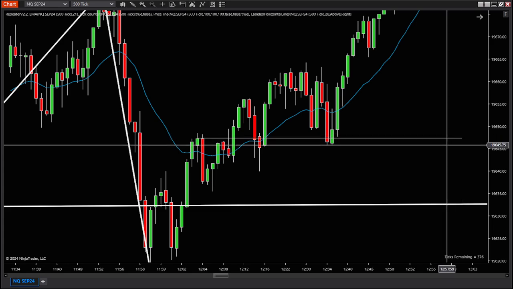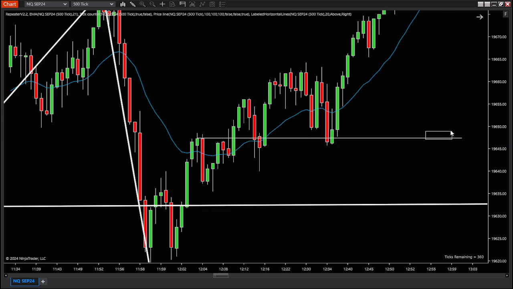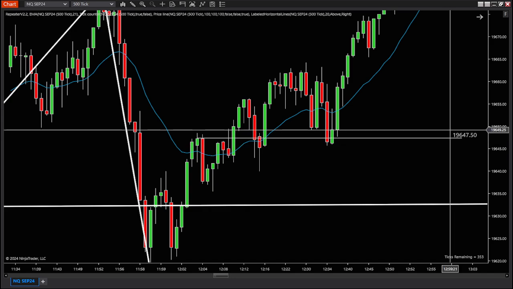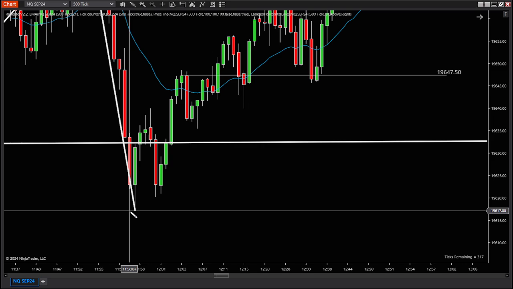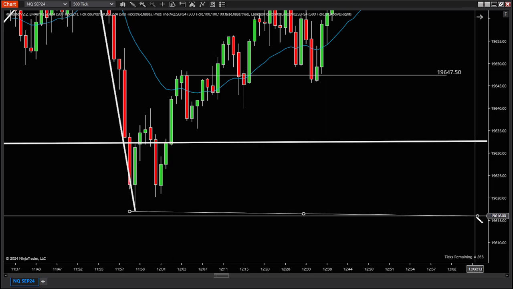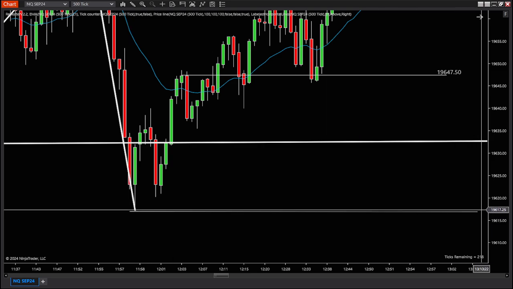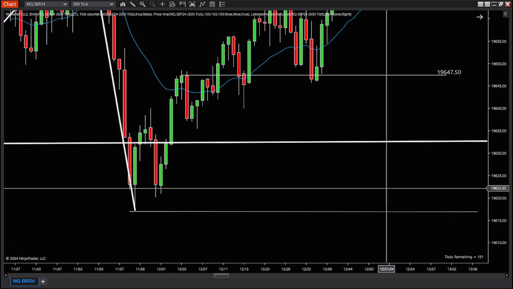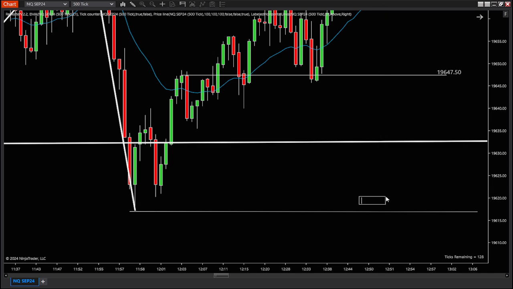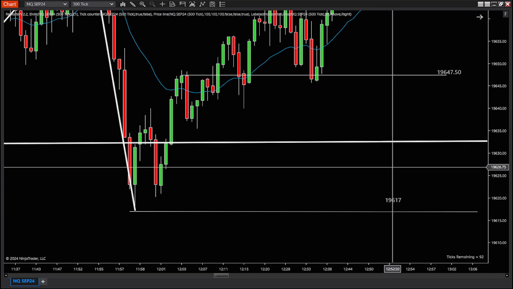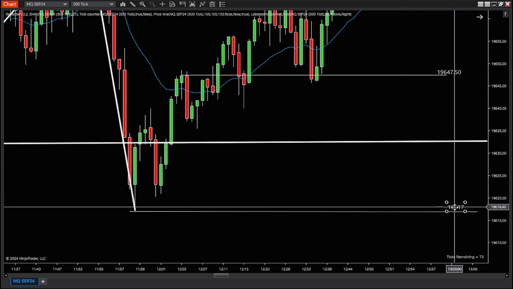We'll see at 47.50. 19,647.50 is entry. Stop loss: my stop is below this swing here, or I'm sorry, the low of this pullback. We're going to say that is 17. 19,617.